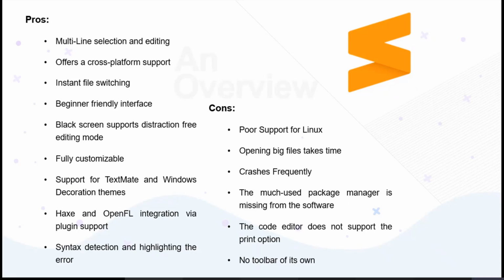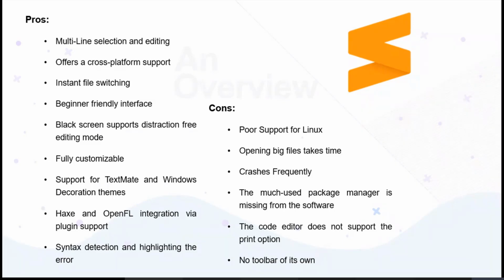The pros are multi-line selection and editing, cross-platform support, instant file switching, a beginner-friendly interface, a black screen that supports distraction-free editing mode, fully customizable support for TextMate and Windows, then Haxe and OpenFL integration via plugin support, syntax detection, and highlighting the error. So these are all the pros of the Sublime Text code editor.